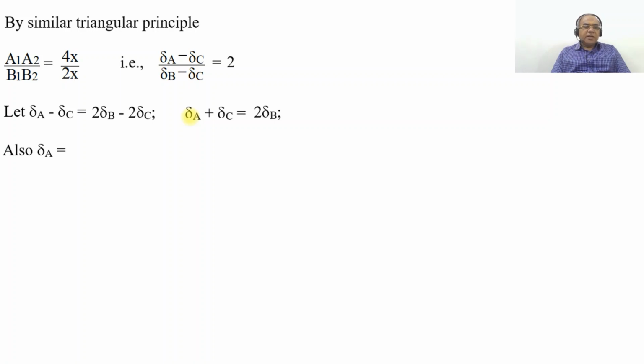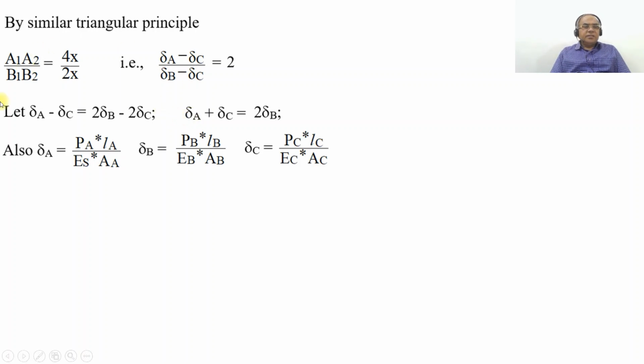So then what happens? Also delta A is nothing but PA into LA by ES into AA, or PA into LA by EA into AA. And delta B will be equal to PB into LB by EB into AB, and delta C will be equal to PC into LC by EC into AC. Here you can use EA or ES, because the Young's modulus of bar A is going to be the steel, and here also you can use either EC or ES, because the C will be the steel wire. And of course the brass is B, which is used as B only.